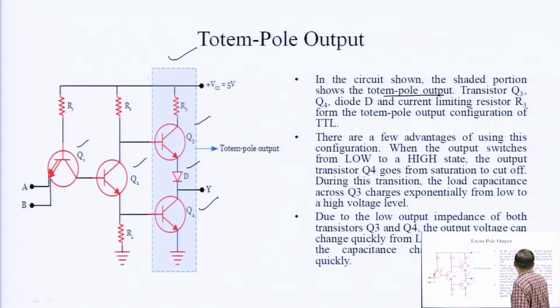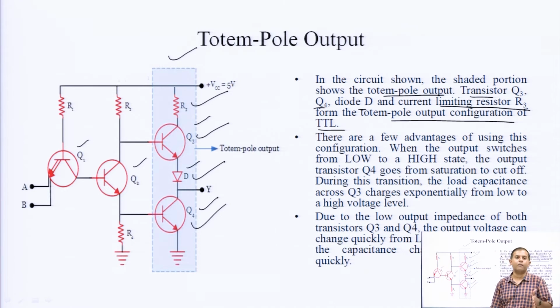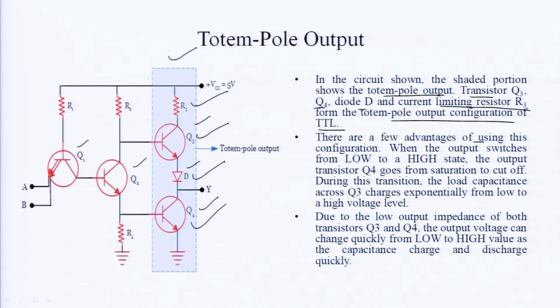So, the transistor Q3, diode D, transistor Q4 and the current limiting resistor R3 form the totem pole output configuration of the TTL. See, this is R3, this is Q3, this is D and Q4. Okay. So, these are the 4 components of the totem pole output circuit. There are a few advantages of using this configuration. So, let us see what the advantages are.